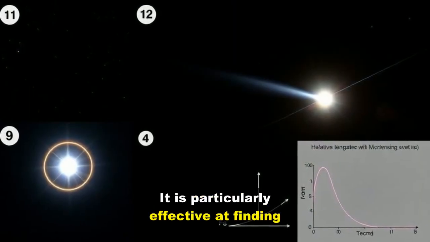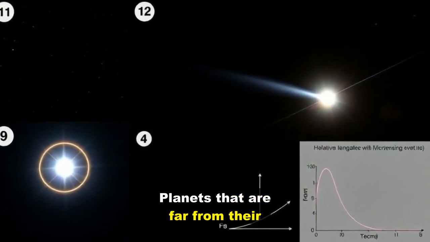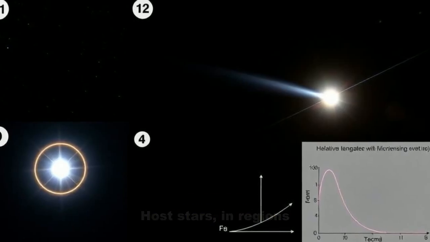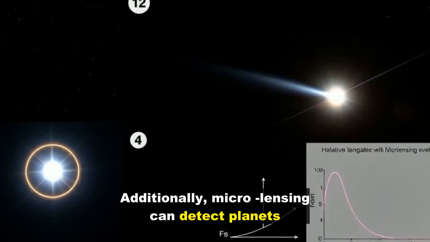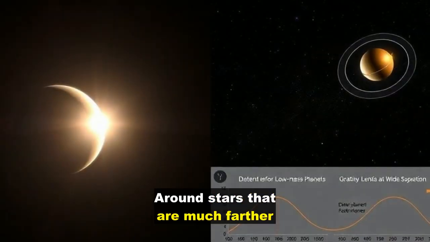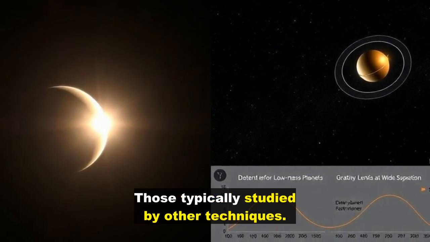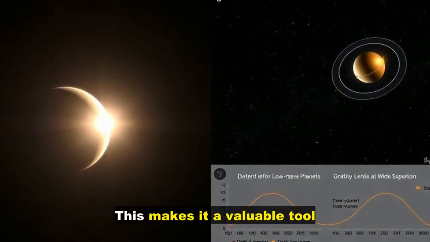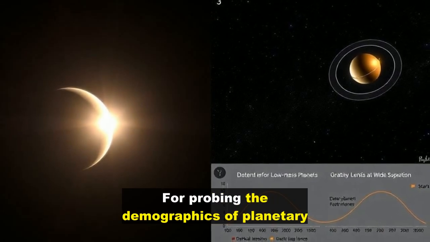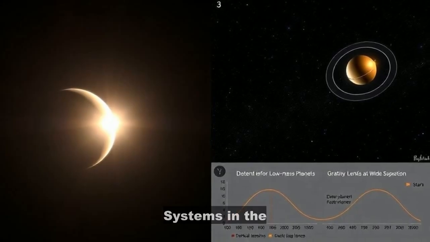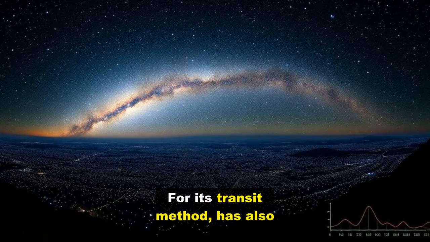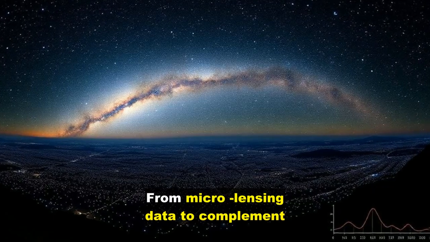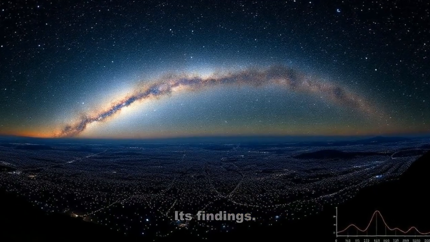It is particularly effective at finding planets that are far from their host stars, in regions where other detection methods fall short. Additionally, microlensing can detect planets around stars that are much farther away than those typically studied by other techniques. This makes it a valuable tool for probing the demographics of planetary systems in the Milky Way. The Kepler mission, while primarily known for its transit method, has also benefited from microlensing data to complement its findings.